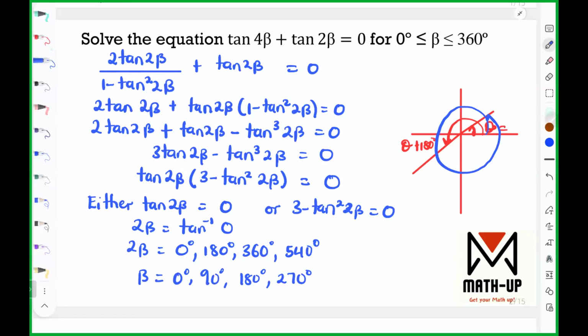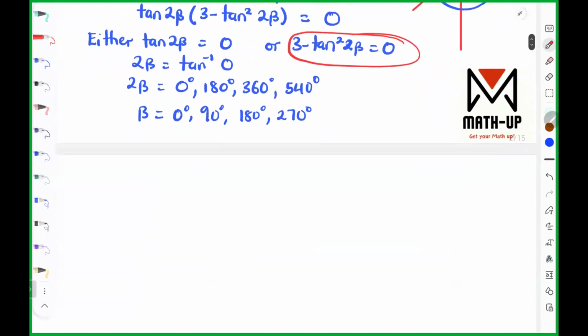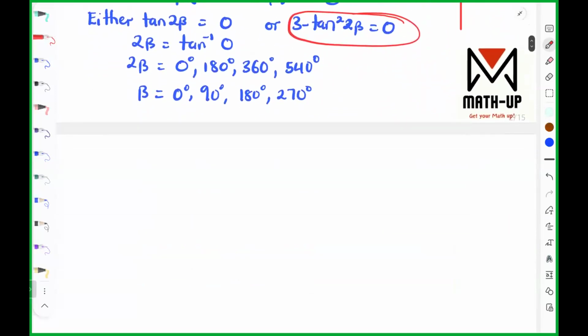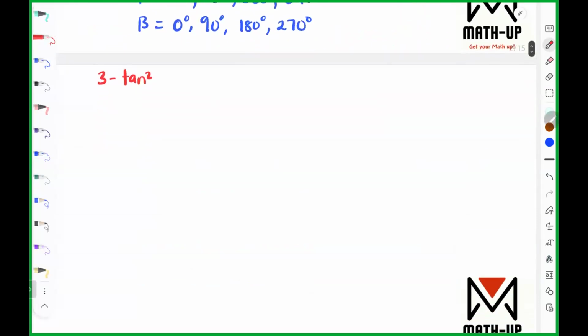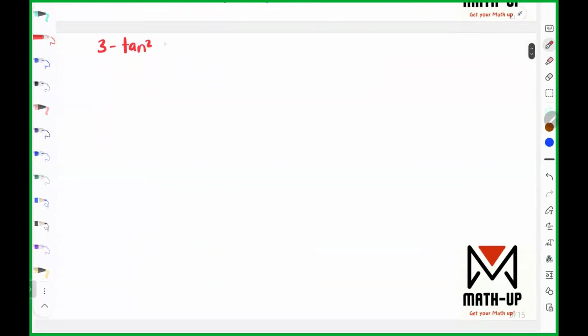Then considering the portion where 3 minus tan squared 2 beta is equal to 0, which angles would qualify? So when 3 minus tan squared 2 beta is equal to 0, that can be written as tan squared 2 beta is equal to 3. Therefore, tan 2 beta, if I take square root on both sides, I'll have root of 3.